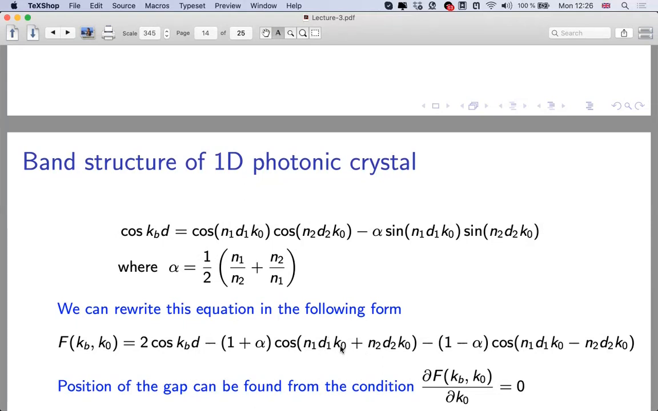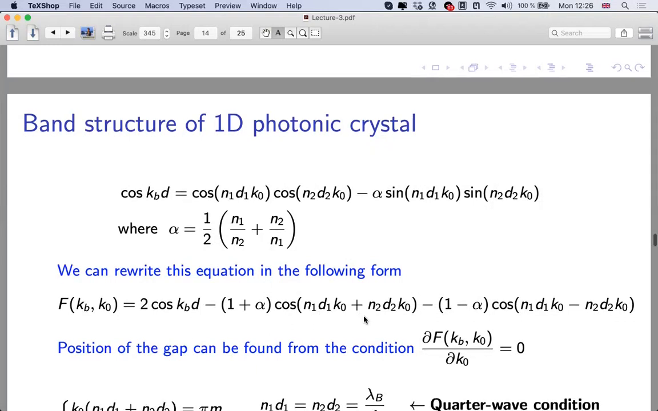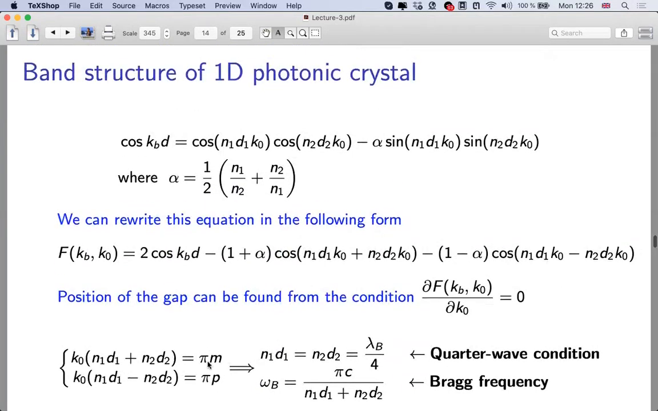When we calculate the derivative, I need to calculate the derivative only of this term. And this is just sine, and N1 D1 equal to N2 D2, okay? It's just sine of 2 N1 D1 K naught. And sine is equal to zero when N1 D1 plus N2 D2 is equal to pi m over K naught.